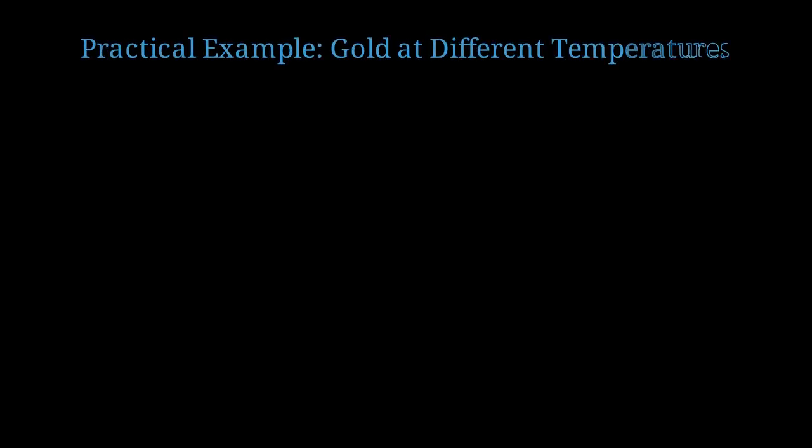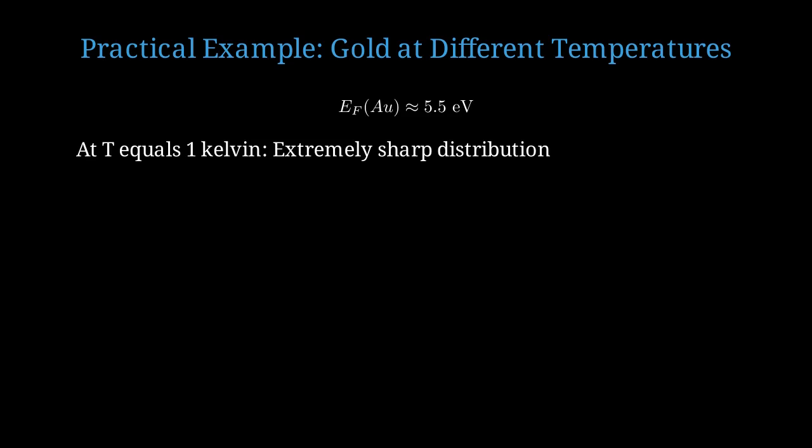Let's work through another practical example using gold metal at different temperatures. Gold has a Fermi energy of approximately 5.5 electron volts. At 1 Kelvin, kBT is about 0.0000086 electron volts. The distribution is extremely sharp. Almost no electrons are thermally excited. At 300 Kelvin, kBT is 0.026 electron volts.